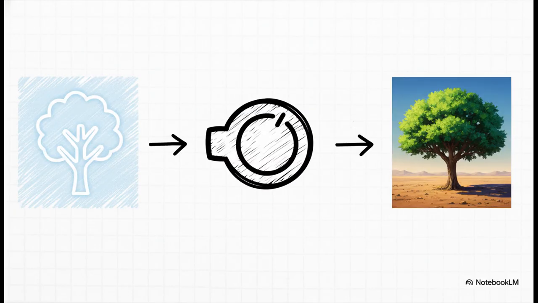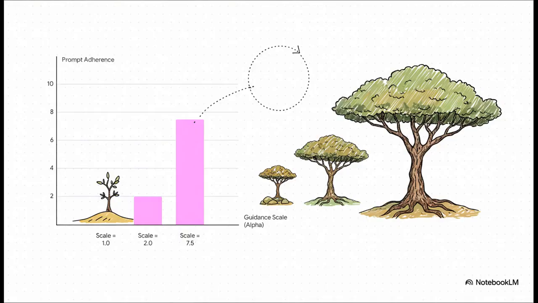And here's the final brilliant move. The AI takes that pure direction and it amplifies it. It basically turns up the volume on your specific request. This technique is called classifier-free guidance, and it forces that whole denoising process to pay really close attention to exactly what you want. And you can literally see this amplification in action. At a low guidance scale, the AI is barely listening to your prompt, and you get something vague. But as you crank that scale up, it starts paying much closer attention, and the image becomes way more detailed and accurate. It's basically a volume knob for creativity.